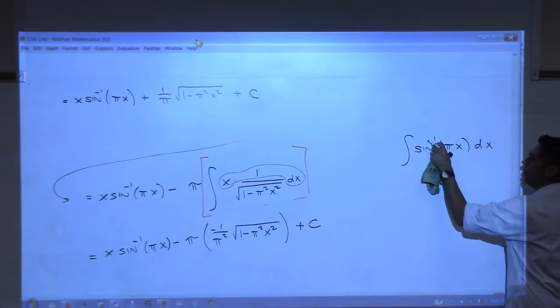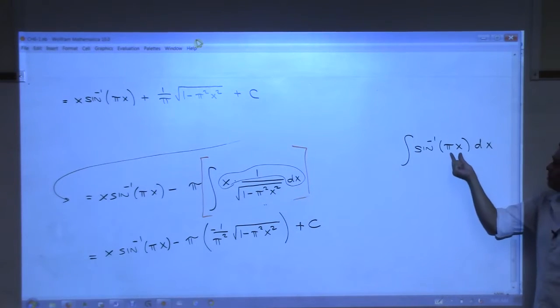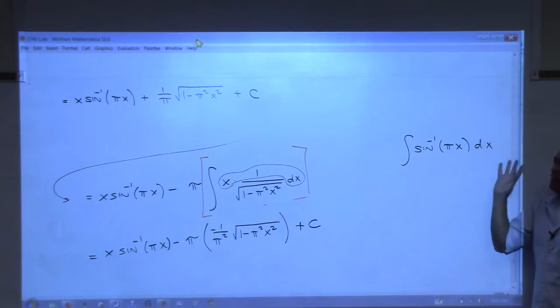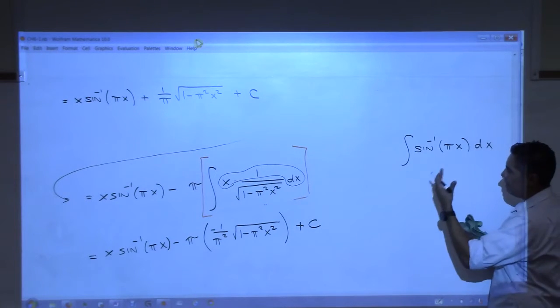It's like saying sine inverse of pi x, not sine inverse times. That's right. But I think what you're saying is, could we have done a basic U substitution of pi x to start? We could have. You could have done a basic substitution of u equal to pi x, and you would have transformed the problem a little bit.